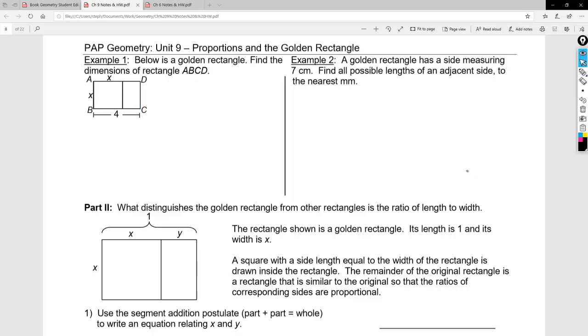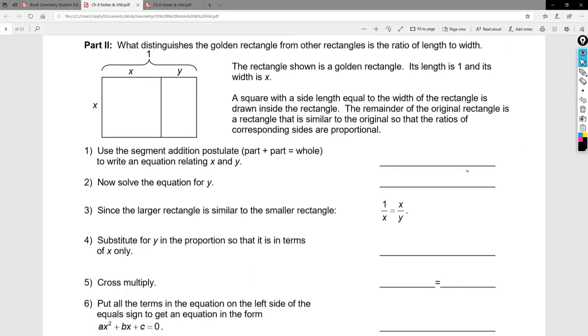Okay, so let's explore a little bit of what actually makes a golden rectangle a golden rectangle. Again, I'd like you to pause this and try to walk through this yourself first, and then if you're in trouble, go ahead and watch what I did. Okay, so we have our rectangle, and again we have a sum of two lengths here, which is really the whole idea behind our golden ratio.